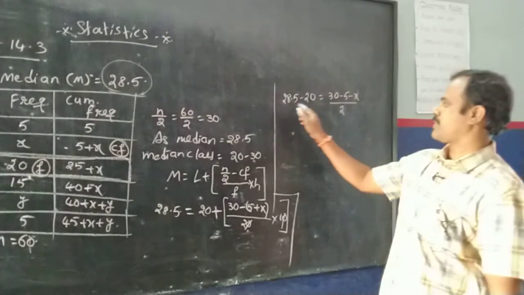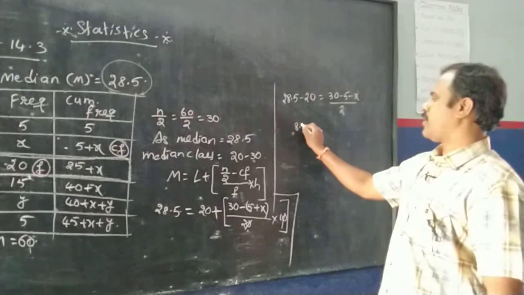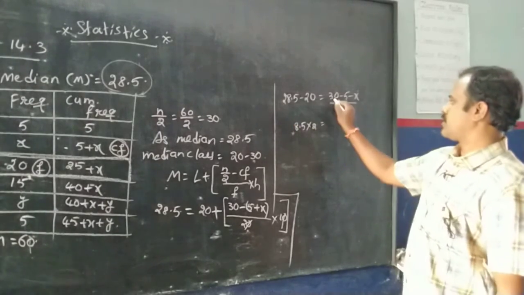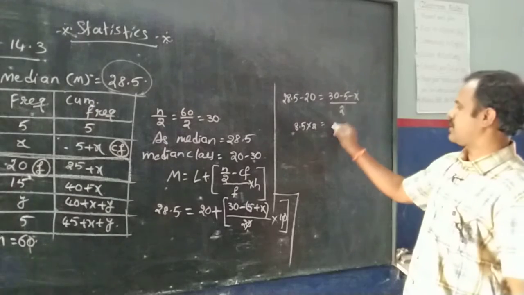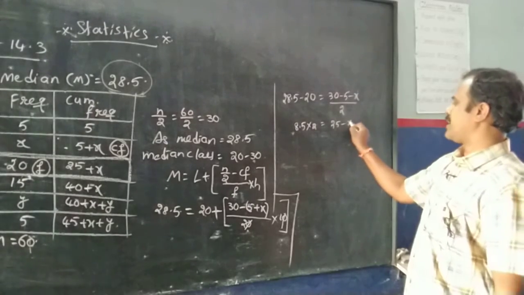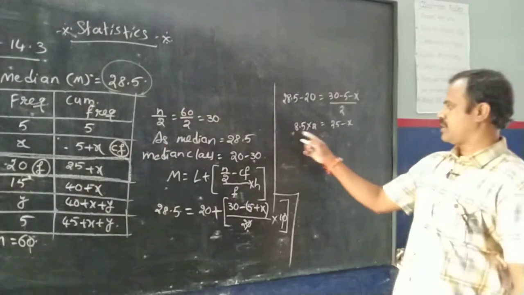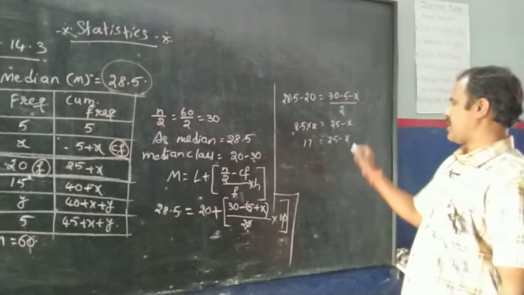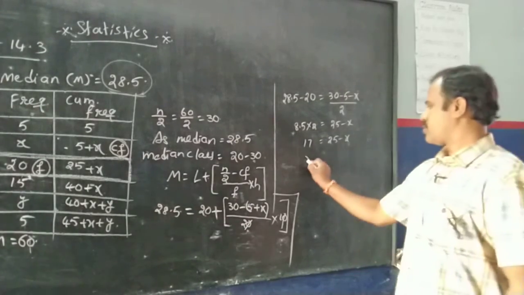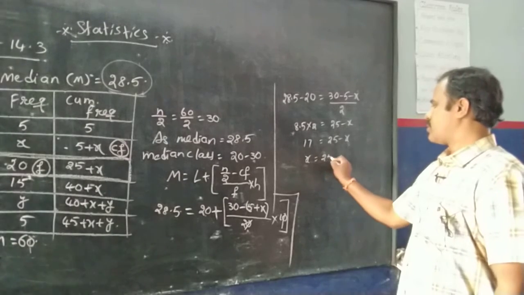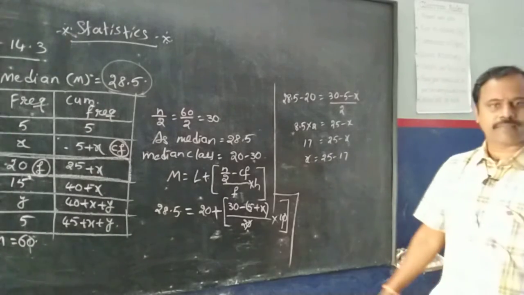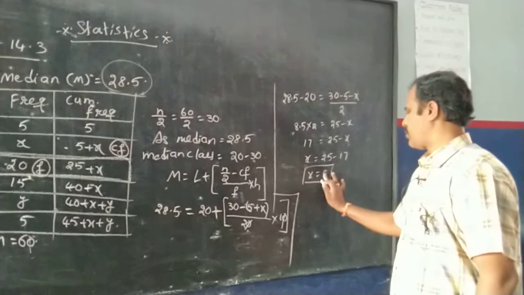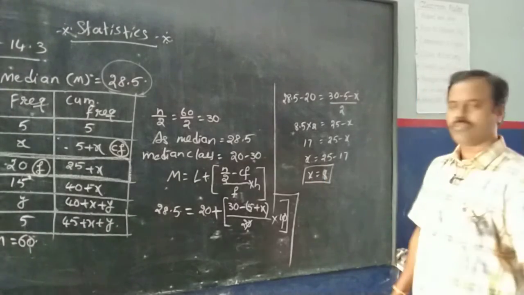So what do you get here on subtraction? 8.5, and this 2 is transposed to the left, so into 2 is equal to 30 minus 5, which is 25 minus x. So how much do you get here? 17 is equal to 25 minus x. Transpose, so x is equal to 25 minus 17, so x is equal to 8.